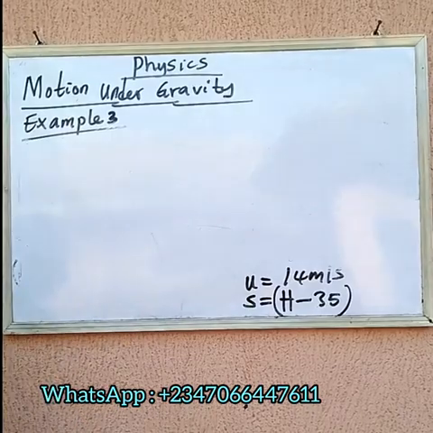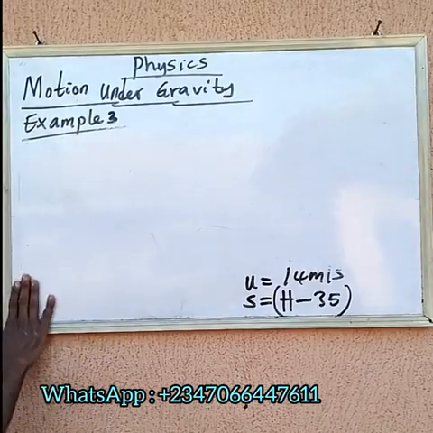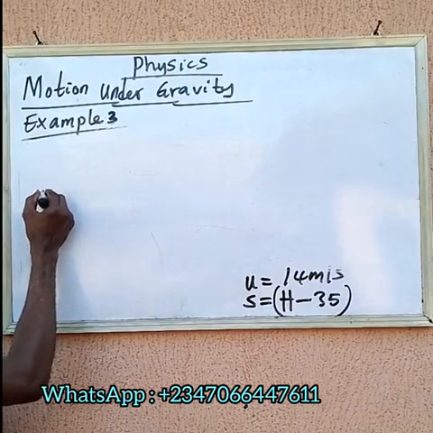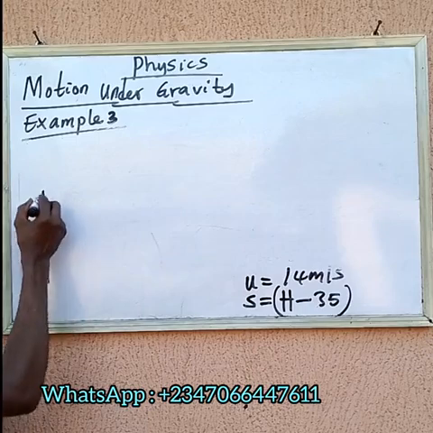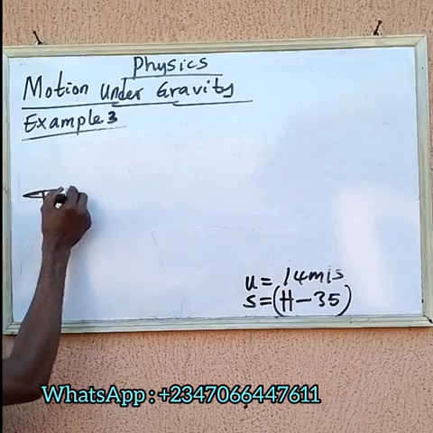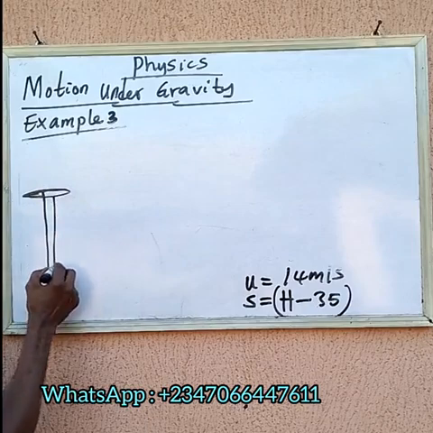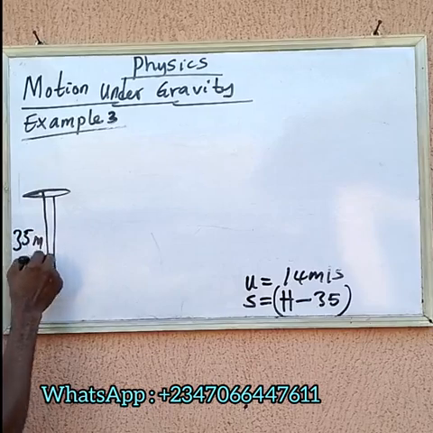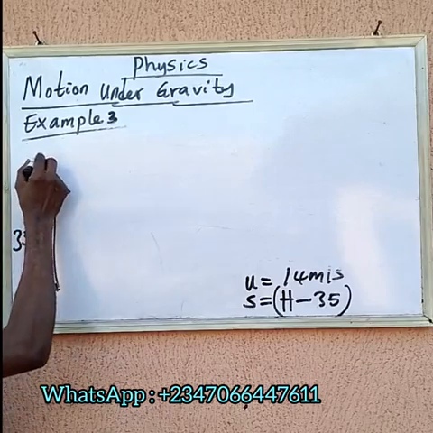Okay, what's the question? Let us get a pictorial analysis. Let's use a diagram to illustrate what this question is saying. Let's assume this is a tower. This is a tower here, okay? And we are told that the height of the tower is 35 meters, okay? And the man is standing here.